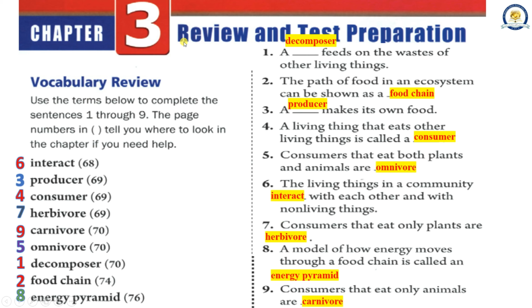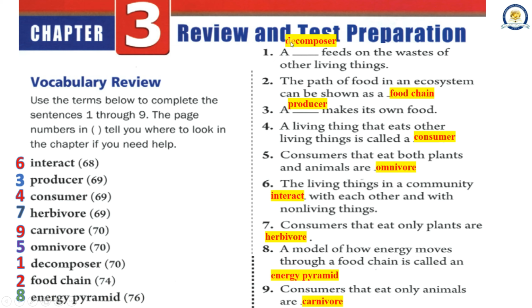Chapter 3. Review and test preparation. Vocabulary review. Use the terms below to complete the sentences 1 through 9. The page numbers tell you where to look in the chapter if you need help. Interact. Producer. Consumer. Herbivore. Carnivore. Omnivore. Decomposer. Food chain. Energy pyramid.